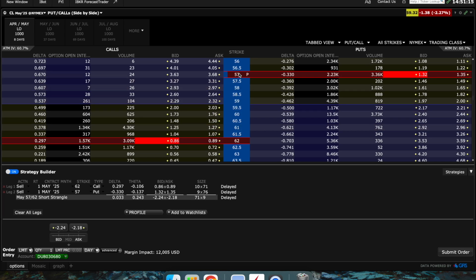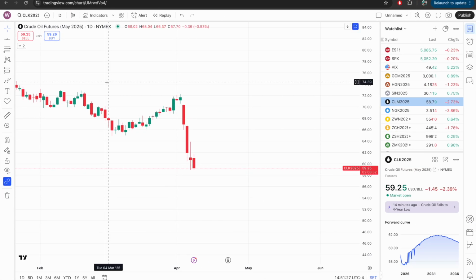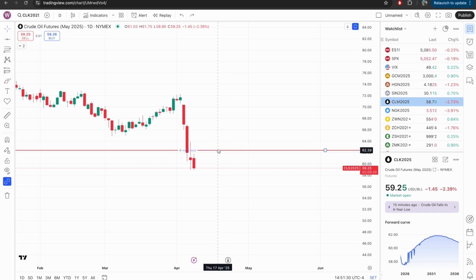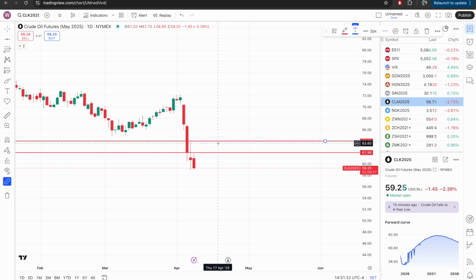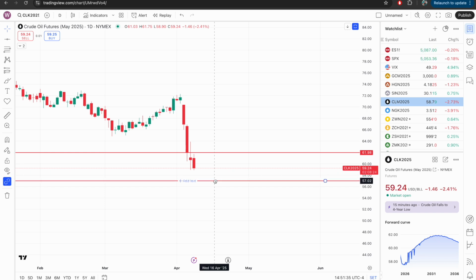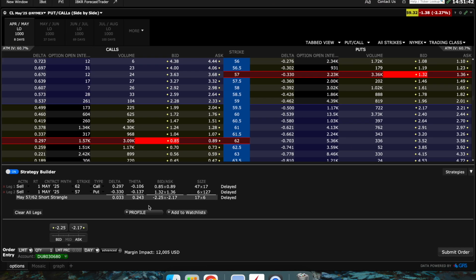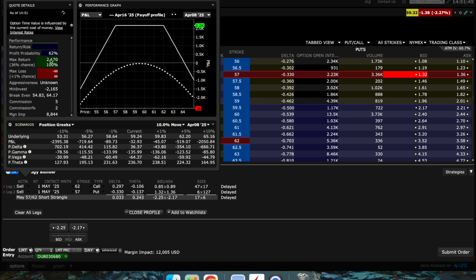So basically what happens here, we create a range for the price to bounce in between. As long as the price stays within this range, these options will keep losing value and they will keep making money. So if we have 62 and 57, let's see over here, and then 57 will be right here. So as long as the price stays in between these lines, we will be making money. And how much money? Well, now because we also sold the put side, we will be getting paid $2,170. And if the price stays in between our lines, we get to keep the entire amount, right?